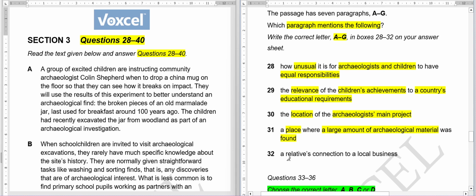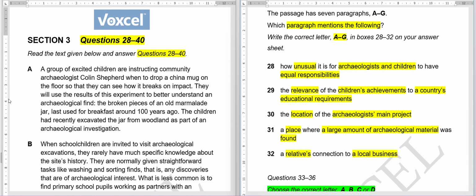32, a relative's connection to a local business. So you will be given some kind of relative like uncle, aunt, grandfather, grandmother, something like that, and his or her connection to any local business, maybe a local dairy, local jewelry shop, local stationery shop, something like that, maybe any type of business, and someone's relative will be part of that particular business. So you will be given something like that. I hope all these questions are clear.